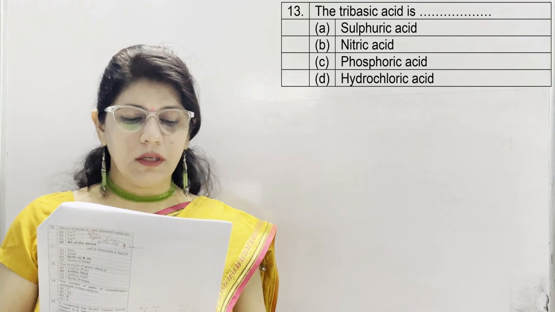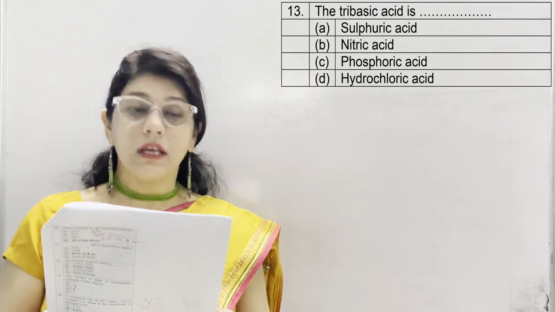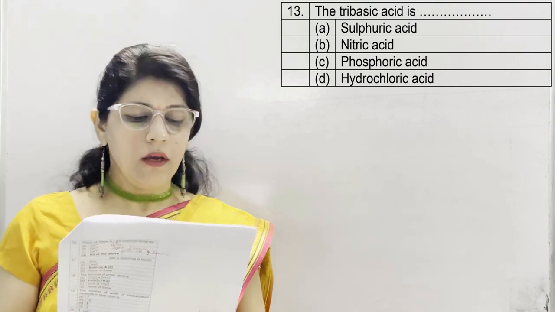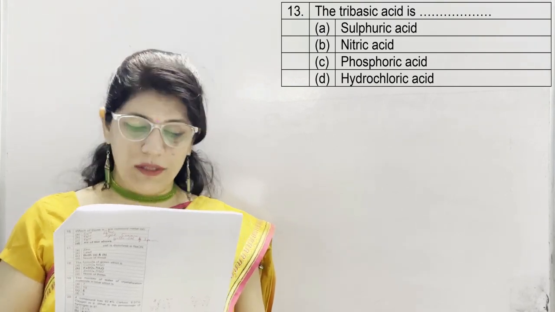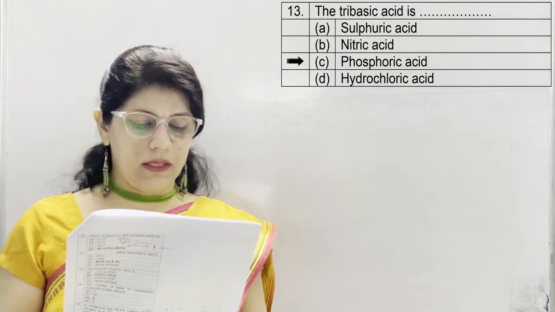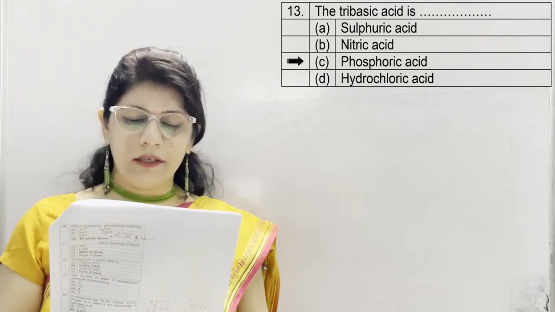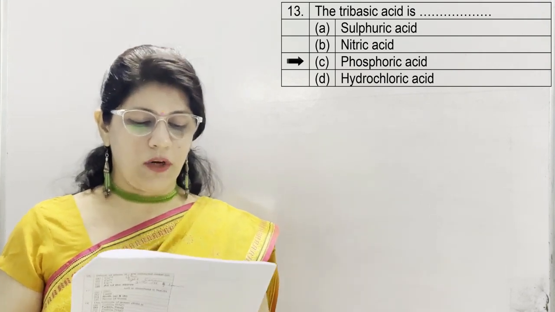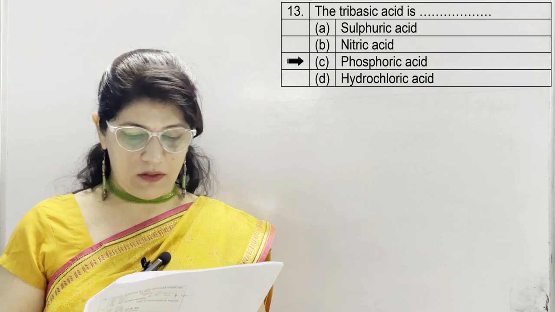In question number 13, the tribasic acid is A sulfuric acid, and we know that it is a dibasic acid. B nitric acid, it is a monobasic acid. C phosphoric acid, and it is a tribasic acid. And D is hydrochloric acid, it is again a monobasic acid. So the correct option is C, which is phosphoric acid, and it is a tribasic acid.